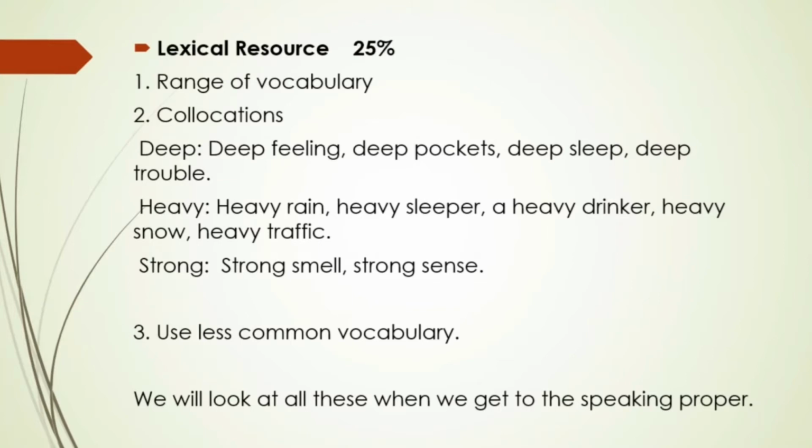The next is lexical resource. What does that mean? It means your range of vocabulary. Try to use less common vocab. So the next one is collocations. For example, you have deep feeling, deep pockets, deep sleep, deep trouble. So putting 2 words together, 2 nouns or 2 adjectives together to make a meaning. You have heavy rain, heavy sleeper, a heavy drinker, heavy snow, heavy traffic. Strong smell, strong sense. So these are collocations that you can use to build your lexical resource.